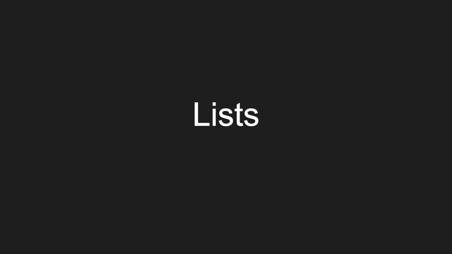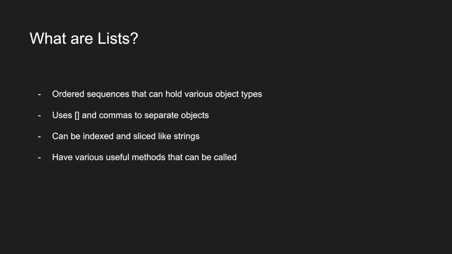And in this video, we're going to be going over lists. So, what are lists? Lists are basically ordered sequences that can hold various object types. They use brackets and they use commas to separate the objects inside of the list. They can be indexed and sliced like strings, just like how we saw in our previous video. And they also have various useful methods that can be called. And now let's jump into the IDLE and see some examples of these.